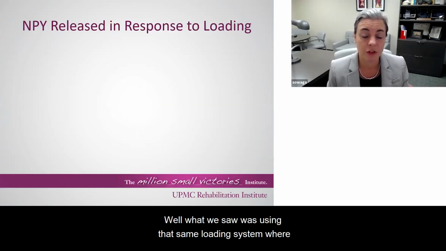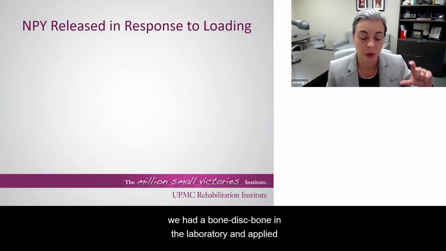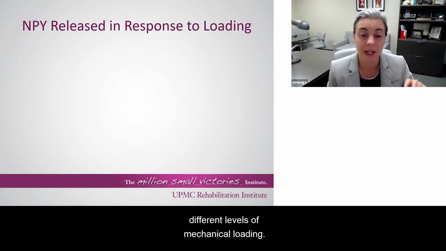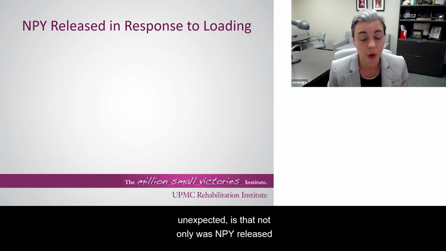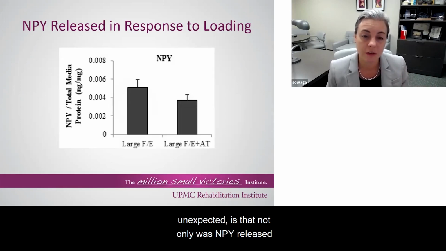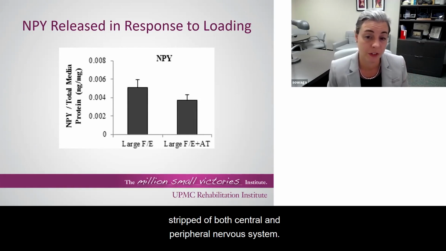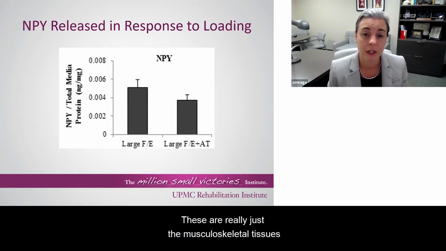Well, what we saw was using that same loading system where we had a bone disc bone in the laboratory and applied different levels of mechanical loading. What we saw that was surprising and somewhat unexpected is that not only was NPY released into the surrounding media. The reason that's surprising is because I remind you that these tissues were completely stripped of both central and peripheral nervous system. These are really just the musculoskeletal tissues themselves. But we saw appreciable production of neuropeptide Y.